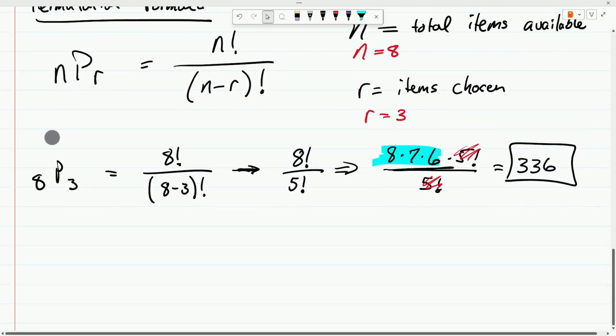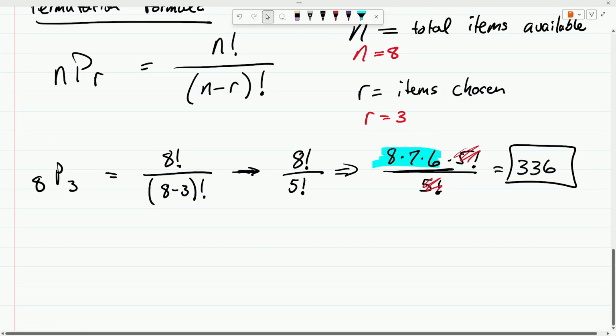The other way is to go ahead and use your calculator. So let me show you that.